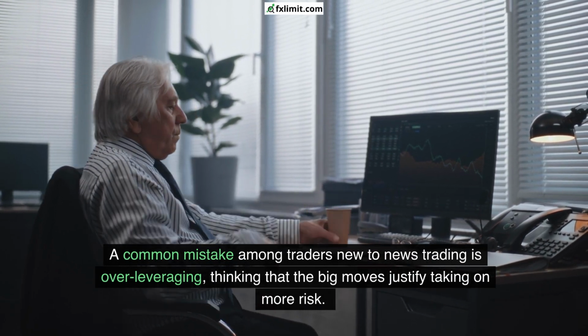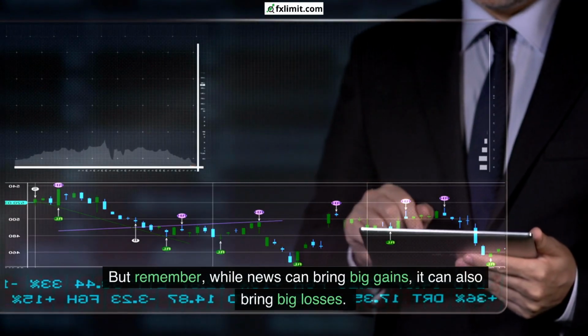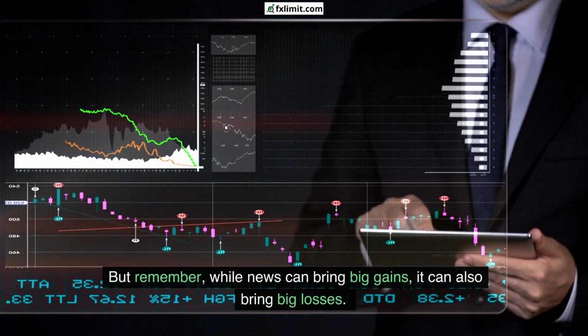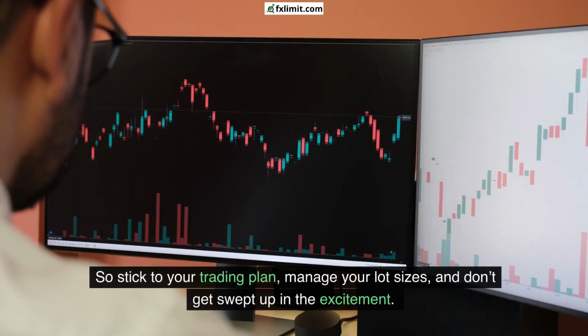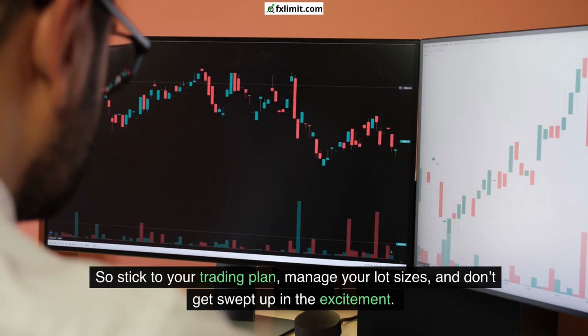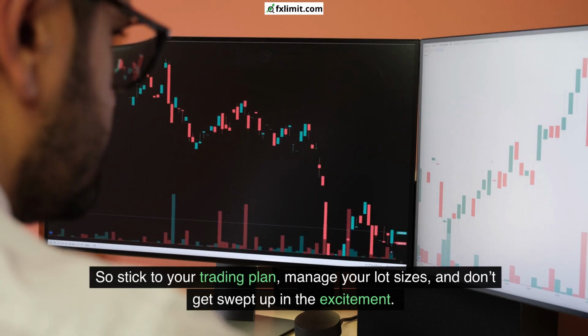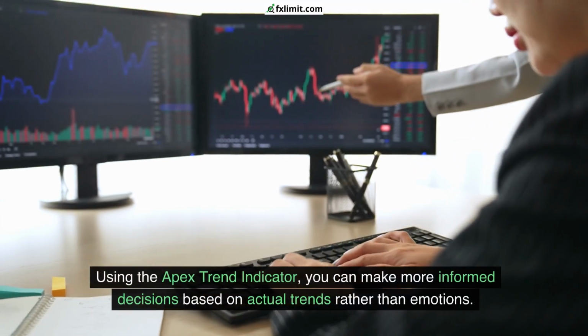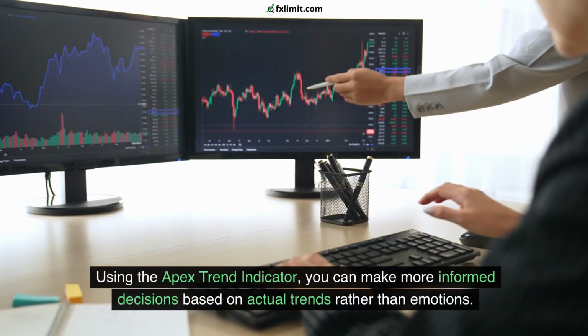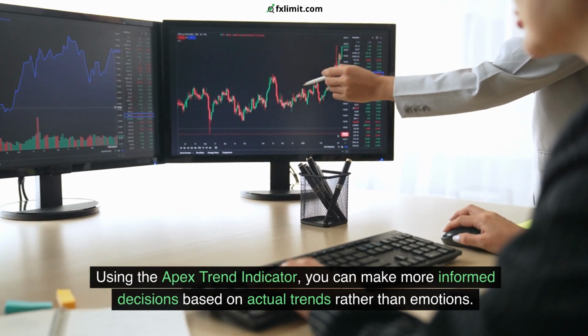A common mistake among traders new to news trading is over-leveraging, thinking that the big moves justify taking on more risk. But remember, while news can bring big gains, it can also bring big losses. So stick to your trading plan, manage your lot sizes, and don't get swept up in the excitement. Using the Apex Trend Indicator, you can make more informed decisions based on actual trends rather than emotions.